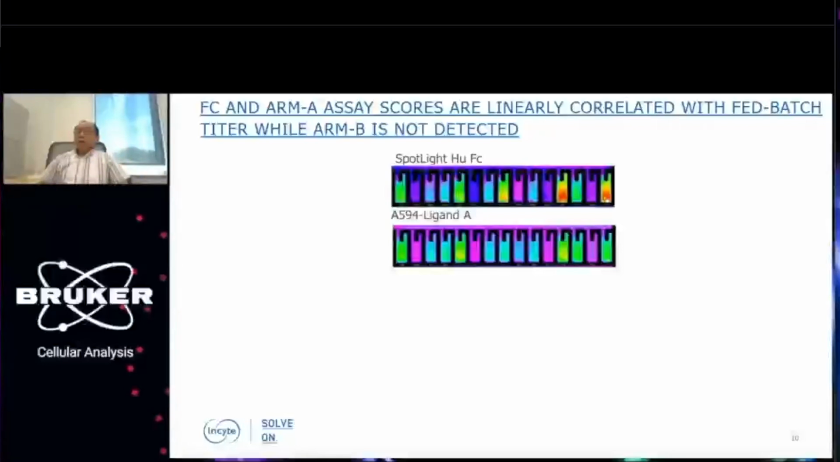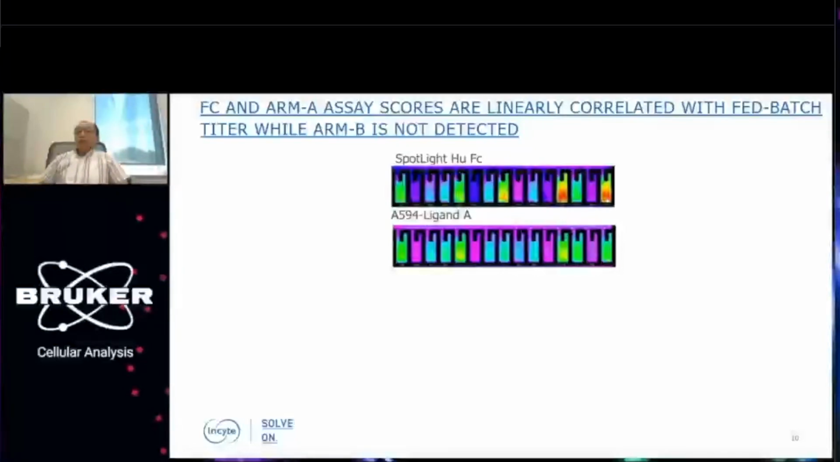Then we performed an aggregation assay with size exclusion HPLC. We found that the bispecific antibody aggregates after binding to the ligand B. We believe the aggregation issue is a reason for the poor ligand B signal.